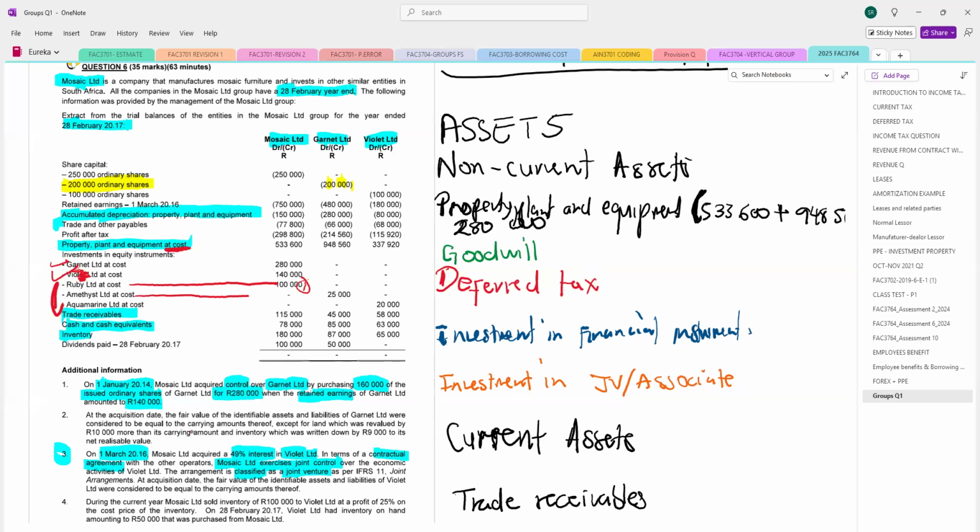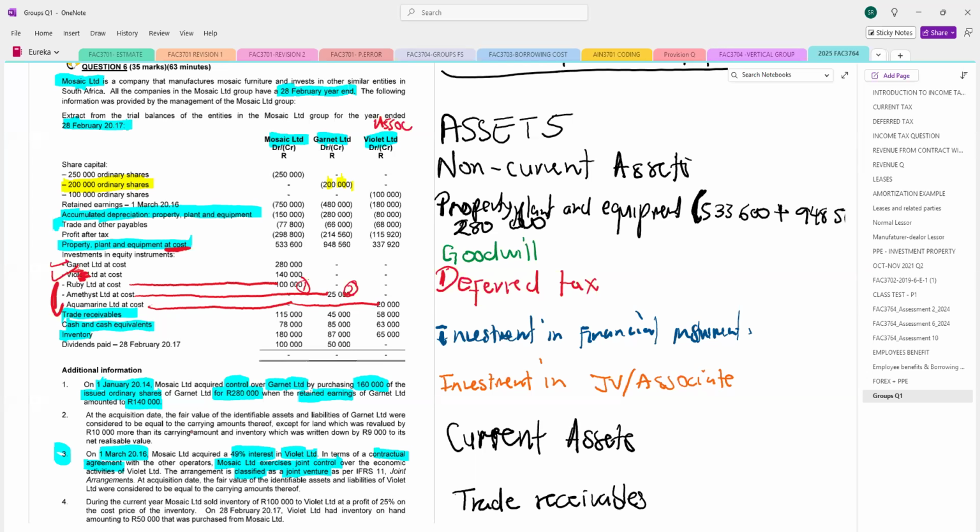Second one, I have Amethyst. So I'm going to go across Amethyst. Amethyst is an investment obtained by Garnet. Garnet is my subsidiary. We did say that with subsidiary, we take 100% figure. So I'm also taking that as my number 3. The last one I have is Aquamarine. Aquamarine is being obtained by our associate company.